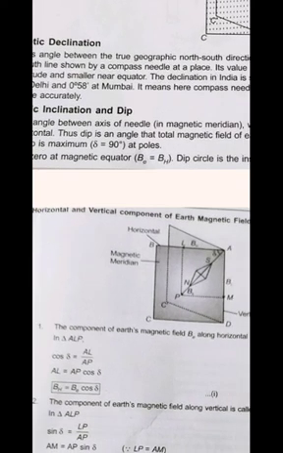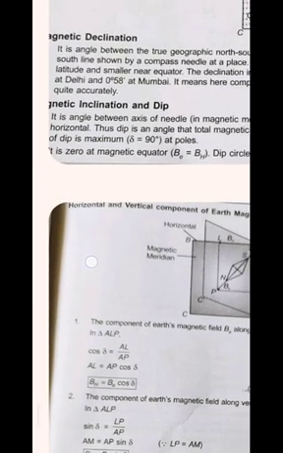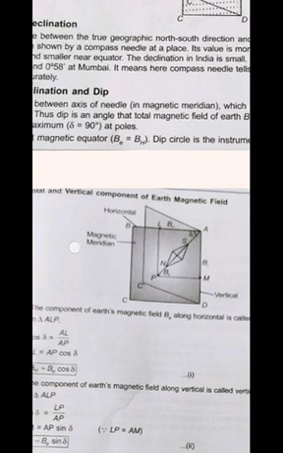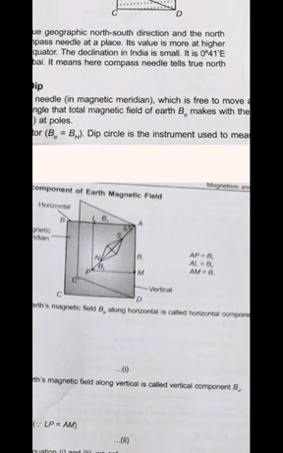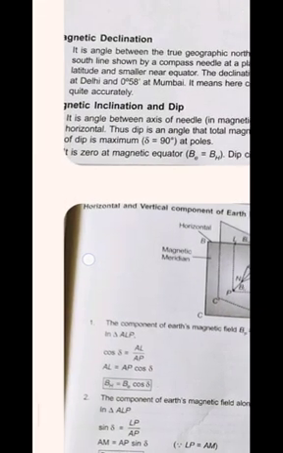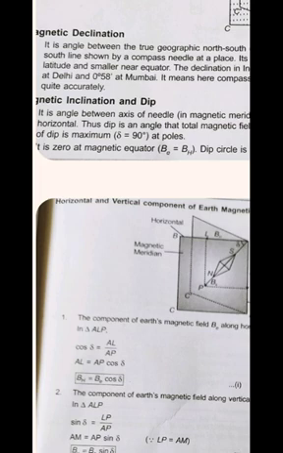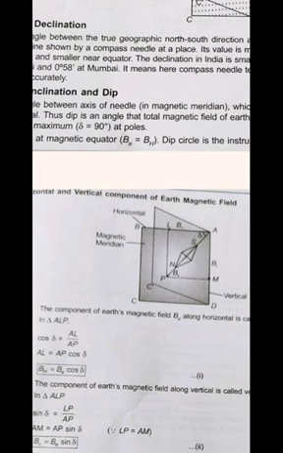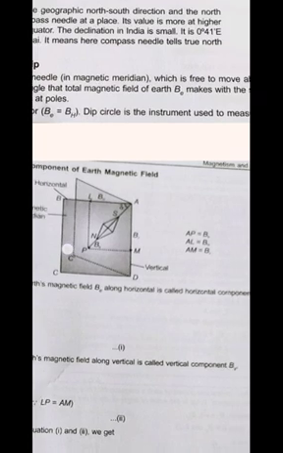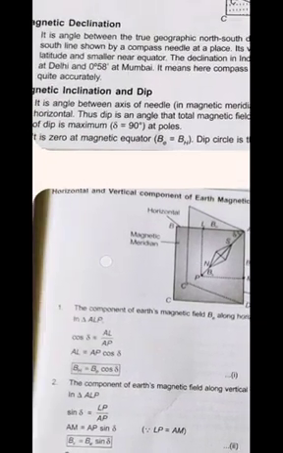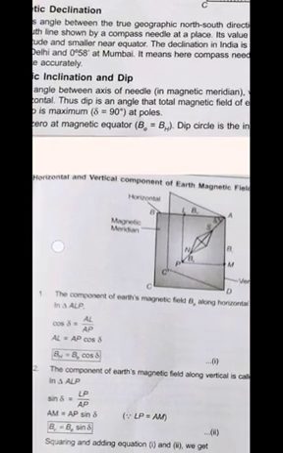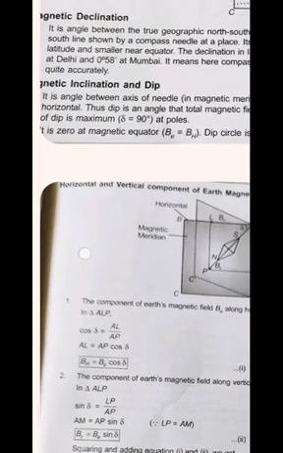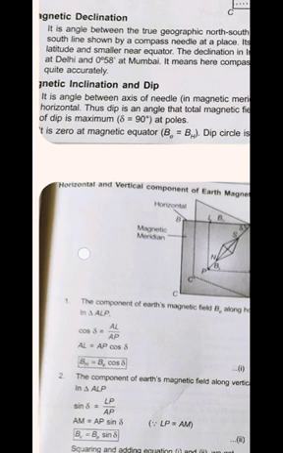Magnetic inclination or dip. It is the angle between the axis of a needle which is free to move about a horizontal axis. The dip is the angle that the total magnetic field of Earth makes with the surface. Dip is 0 at the equator and it is maximum at the poles. It is denoted by delta.